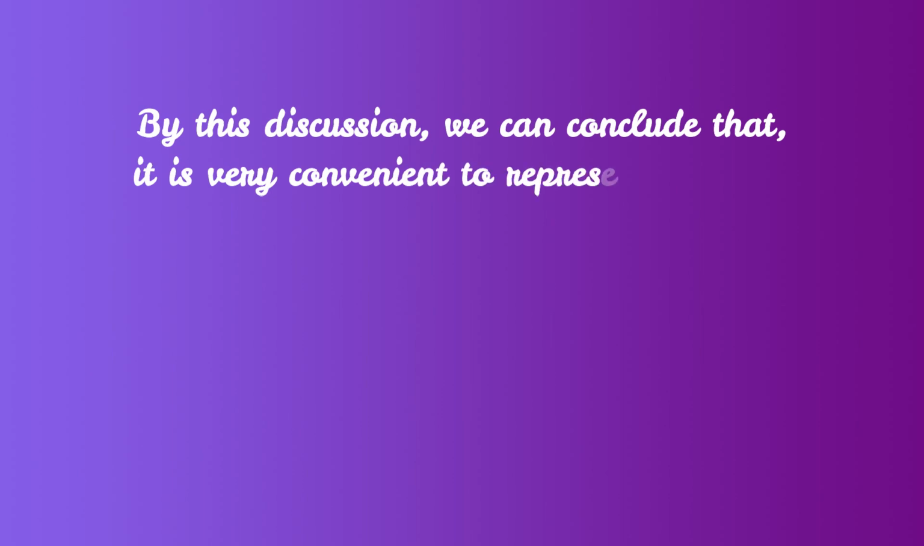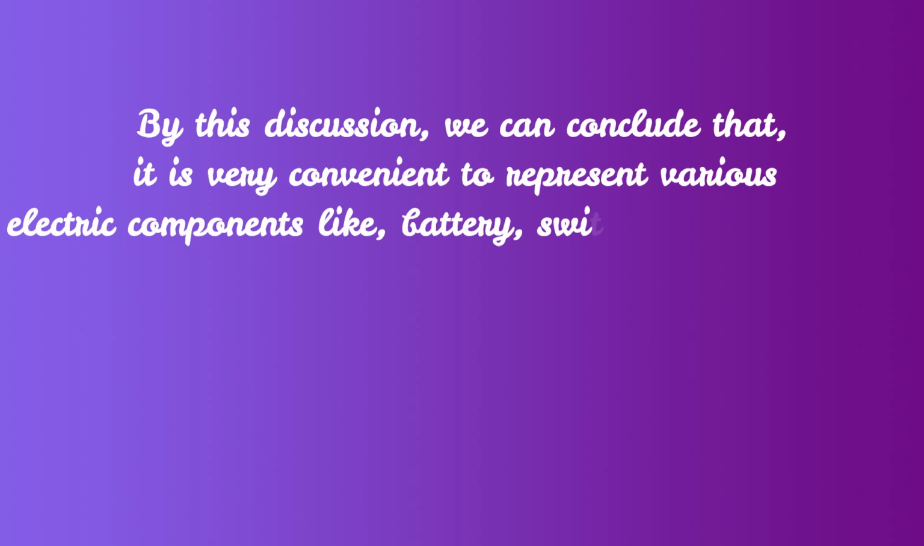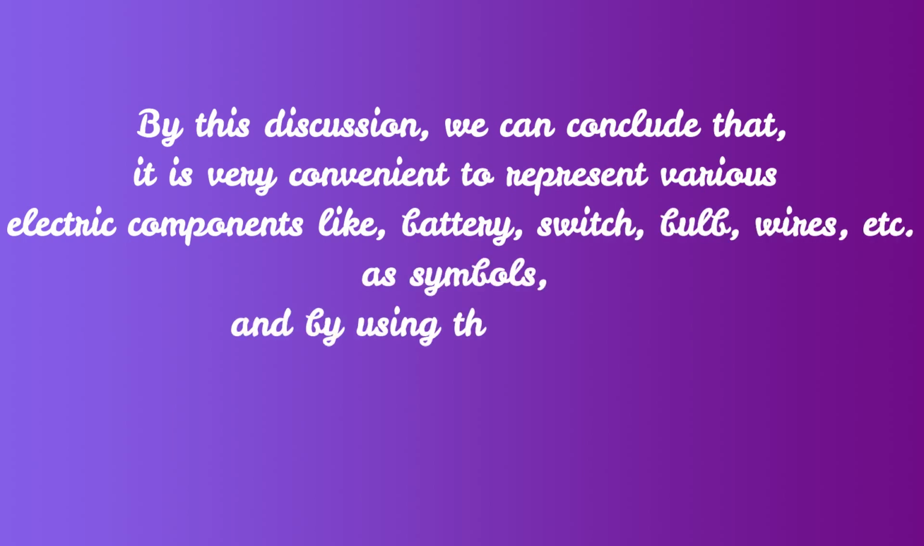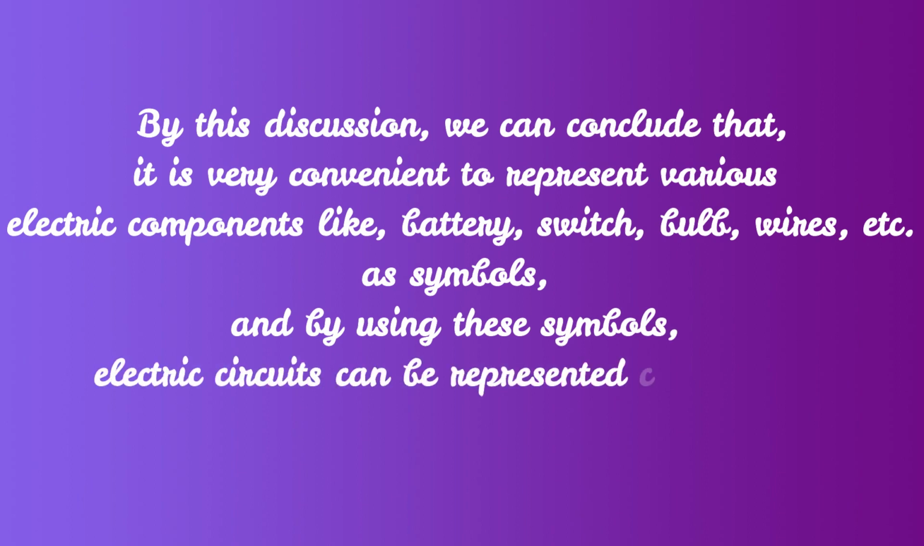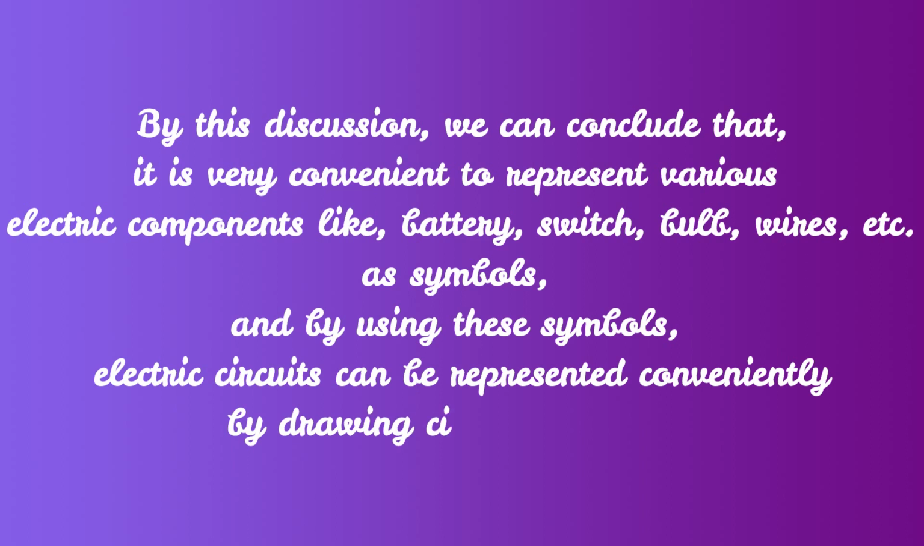So, from the discussion, we can conclude that it is very convenient to represent various electrical components such as battery, cell, bulb, switch, and connecting wires by symbols. And by using these symbols, electric circuits can be represented conveniently by drawing their circuit diagrams.